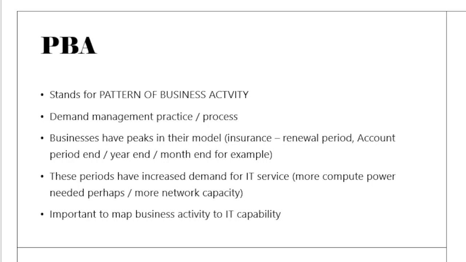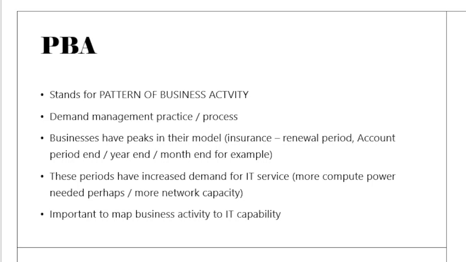So if processing power needs to double in February for the sake of argument, because that's the year end for the sake of argument, does the IT infrastructure, is it able to cope with that? Is it able to flex with that increased business capacity? And the reverse is also true as well.